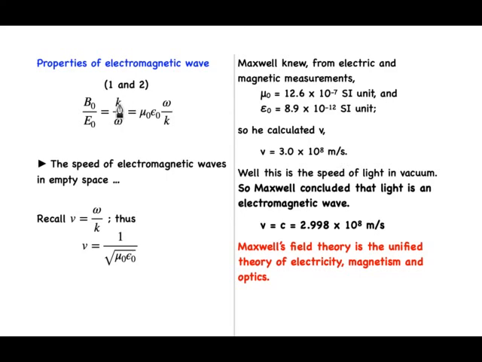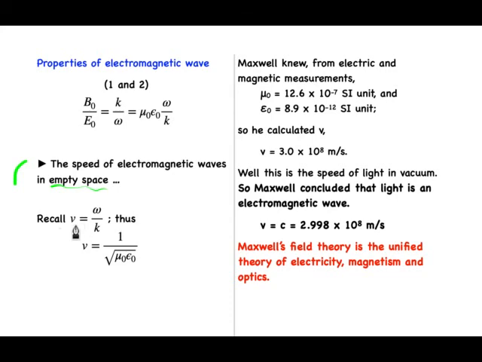So one of the equations was k E0 has to be omega B0, or B0 over E0 is k over omega. And the other equation was k B0 is mu naught epsilon naught omega E0, or B0 over E0 is mu naught epsilon naught omega over k. So here I have two equations. It's those same two equations I derived a minute ago. The conditions for satisfying Maxwell's equations. Now, one property I can get immediately is the speed of electromagnetic waves. Again, I'm talking about electromagnetic waves in empty space.